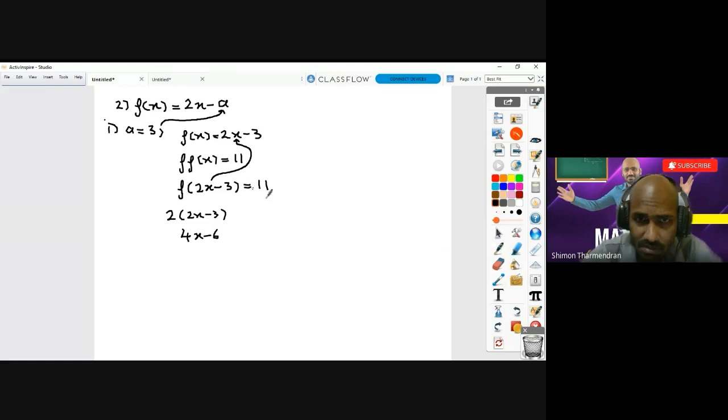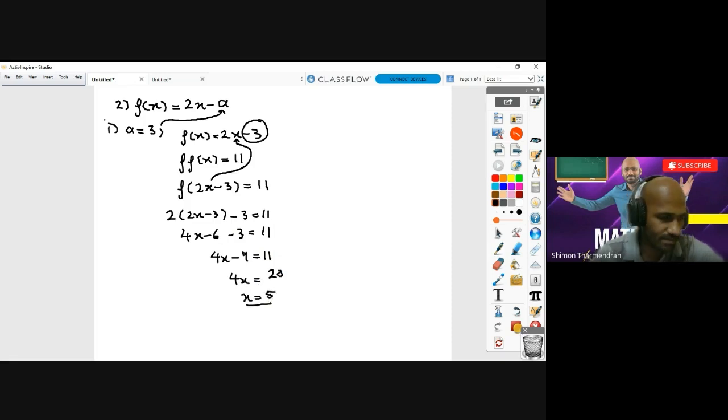The constants don't change. 2x minus 3, this guy here still remains. Minus 3 equals to 11. So we have that equals to 11. Then we have got 4x minus 9 equals to 11, giving us 4x equals to 11 plus 9 is 20. So solving gives us x equals to 5. So that's for part 1.